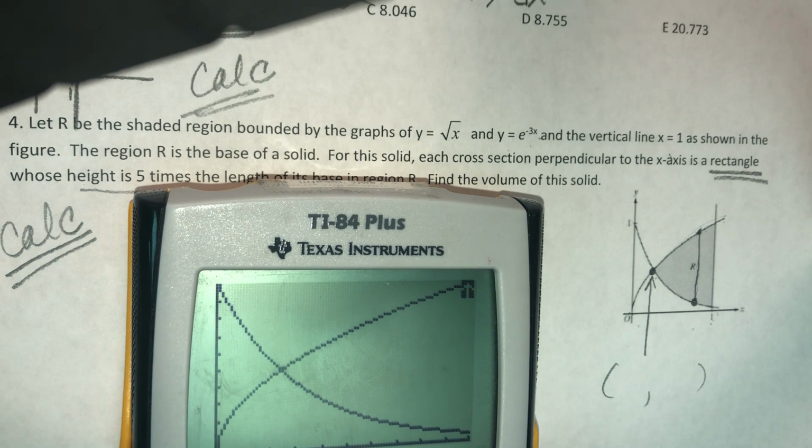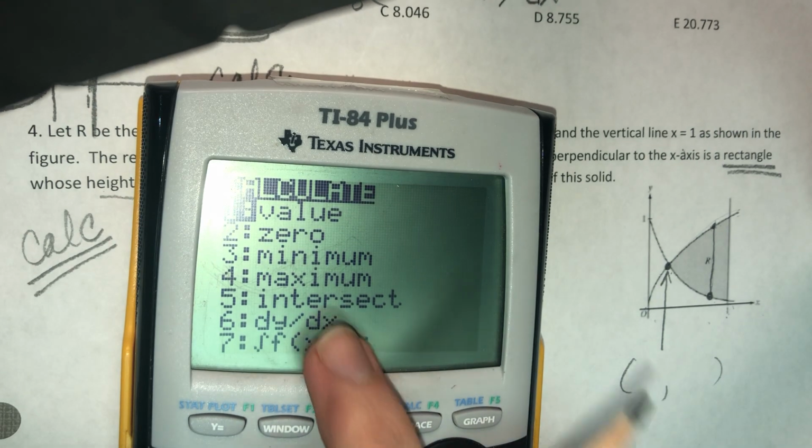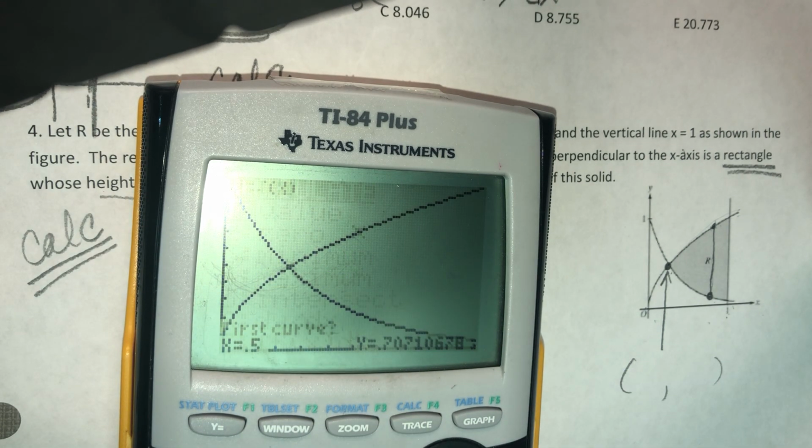So I'm going to hit second, then the trace button for the calculate menu. I want to choose option 5 for intersect, and it says first curve question mark. It just wants you to arrow close to where the intersection point is that you're trying to find on that first curve, because it can only find one intersection point at a time, and it can only find an intersection between 2 curves, and you could have like up to 10 in here.